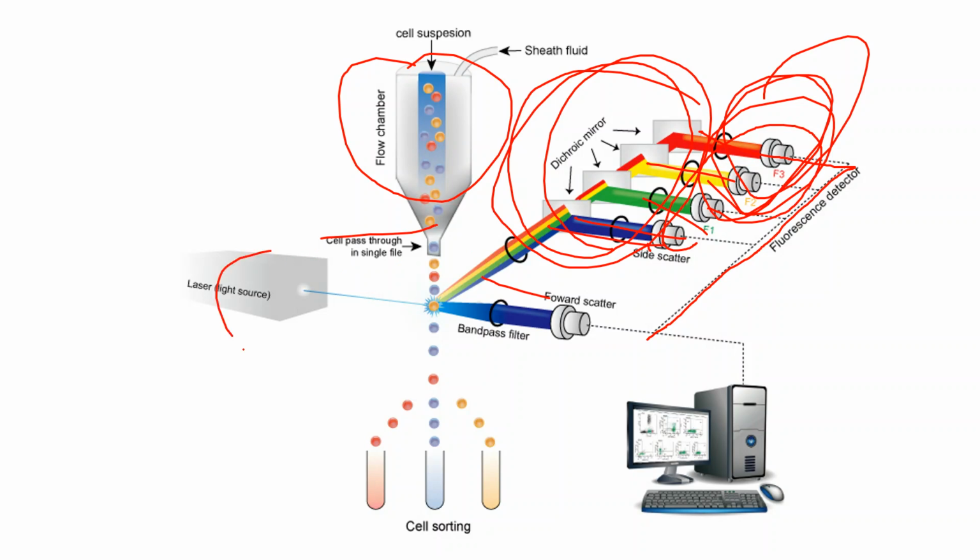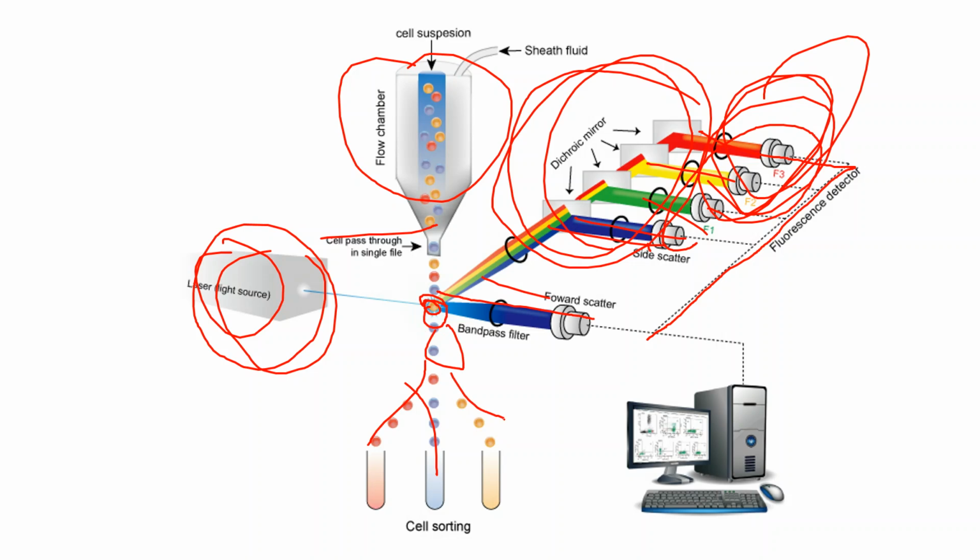For that there will be a light source, a laser. So this laser will go to that particular cell, only a single cell, and a band pass filter will be there. Depending upon size and complexity, it will sort the cells.